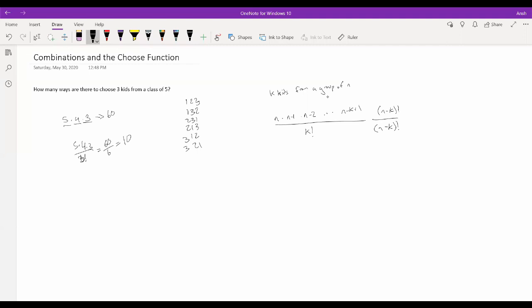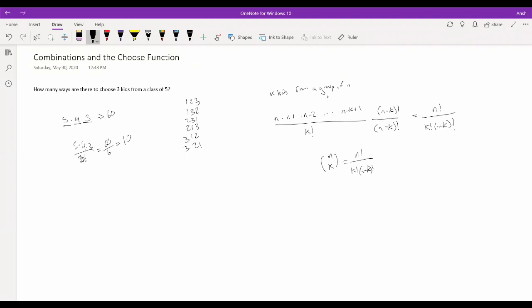This basically makes the top go from n to n minus k plus 1, and then from n minus k to 1, which is equal to n factorial. And the bottom is k factorial times n minus k factorial. And this is the number of ways to choose k objects from a group of n. This is also known as the choose function. So the formula is basically n choose k, which we express in this format, is equal to n factorial over k factorial times n minus k factorial.